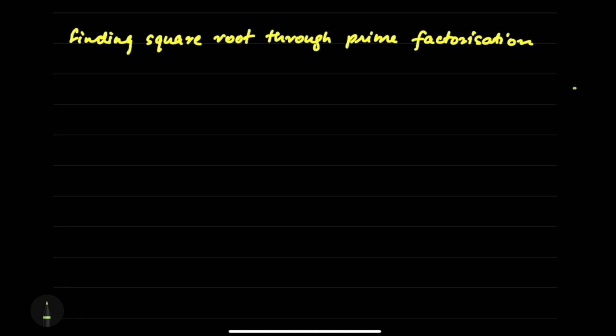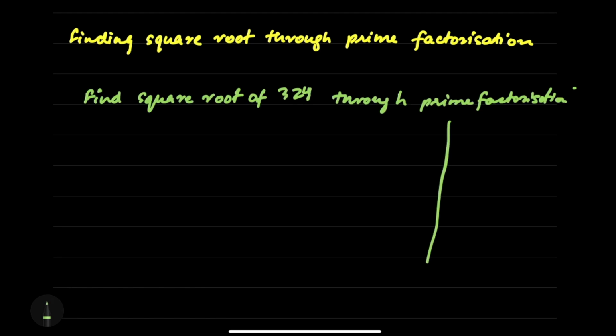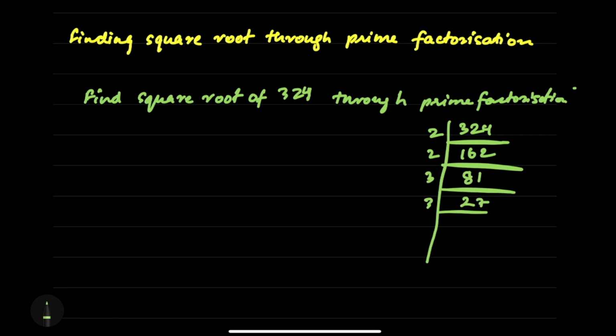So now how should we find the square root of a number? The first method is finding square root through prime factorization. Let's understand this through an example of taking the square root of 324 through prime factorization. We obviously know how to take the prime factorization. 324 gives 162 and 2. Again 2, we have 81. 3, we have 27. 3 again, we have 9. 3 again, we have 3. 3, there goes 1.